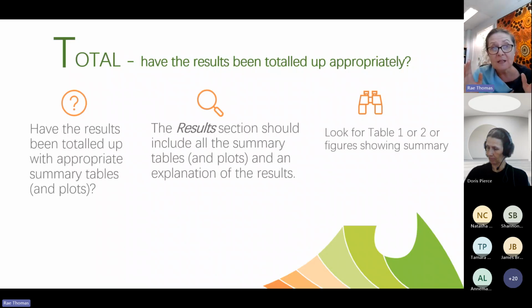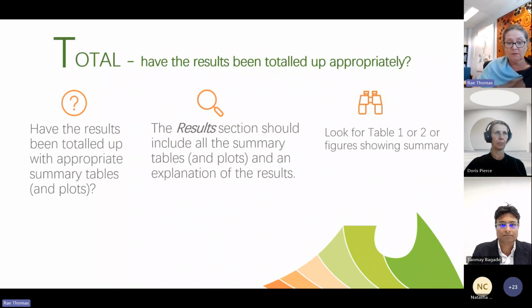Where am I going to find this information? Mostly I'm going to find it in the results, but they should probably flag it to me in the methods section. High impact journals will have sections called data analysis, which they should tell me about how they've constructed this. And then I'm going to find it in the results. What am I looking for particularly? There should be a table 1, which is your included studies. There's going to be a potential table 2 in your results section that tells me what the results are, or there's going to be a figure that shows me what those summary results are.